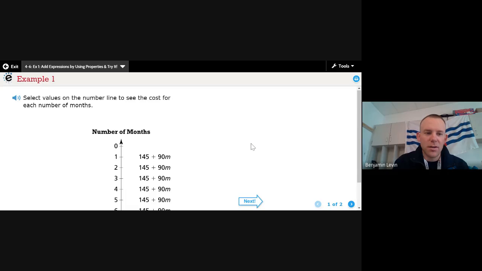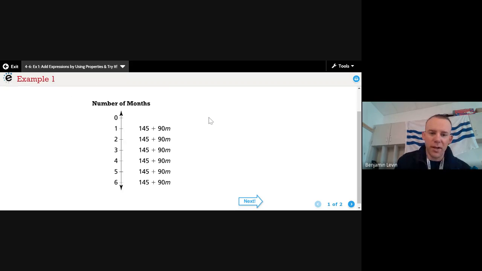So let's try this, and we will check this out. We only got a couple more minutes here, but it's going to show us the total cost, right? This is 145 plus 90M. So the number of months on this number line, we just take this number. If we want to find out how much money she will have spent, we take this number of months and we just plug it in for the M, right? 90 times 1 is 90. So 145 plus 90. See, they just plugged it right in. Now 145 plus 90 times 1, which is 90, is $235.